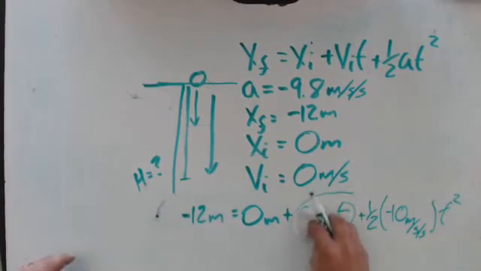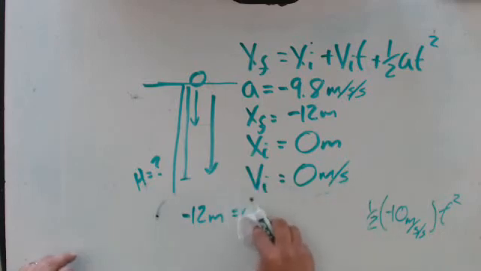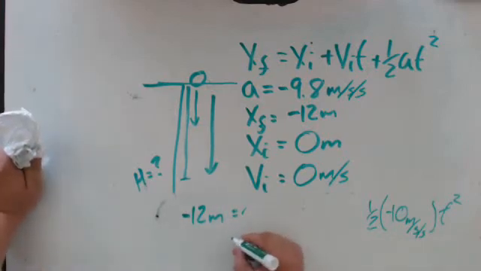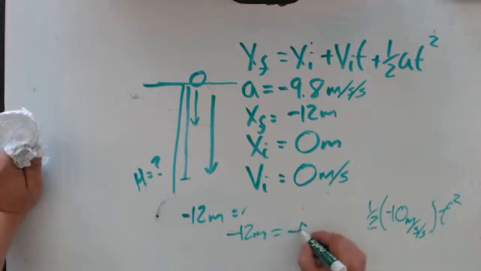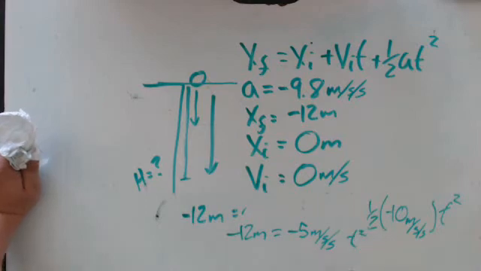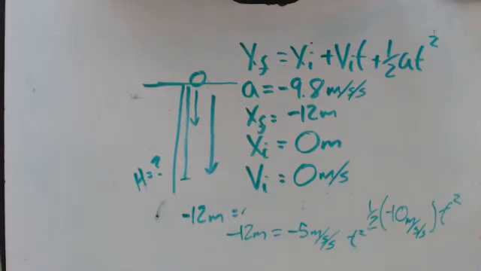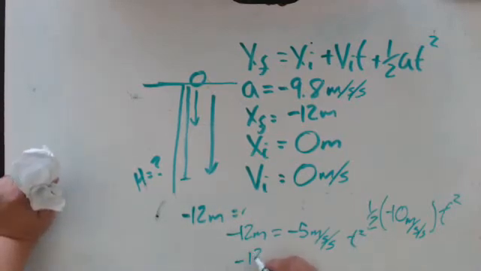Okay? So this term is now gone, this term is now gone, and I'm only left with these. So half of 10 is 5. I'm left with negative 12 meters is equal to negative 5 meters per second squared, times t squared. Divide that out. I'm going to get negative 12 over negative 5. The negatives are going to cancel out. I should have done that initially.